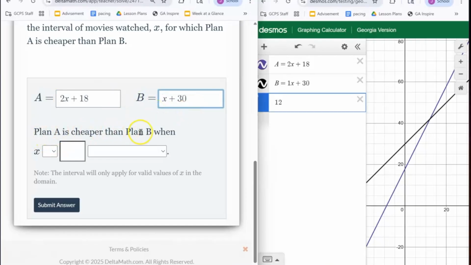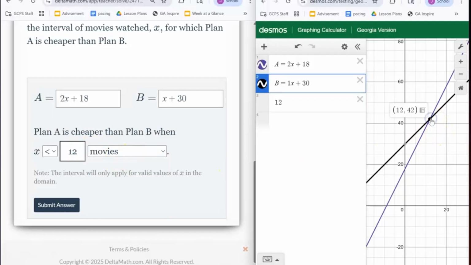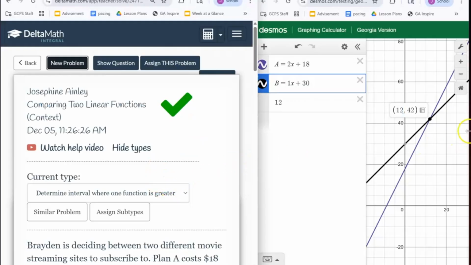All right, so plan A is cheaper than plan B when x is less than... plan A is cheaper, yes, this is cheaper than this one, when x is less than 12 movies. So x is 12 movies. And then after 12 movies, this plan is more expensive. I'm just going to do one more of those because that might have been a little bit confusing.